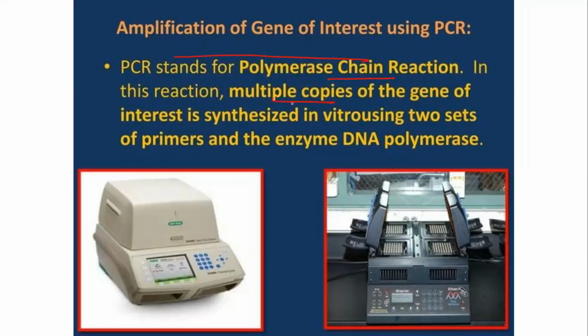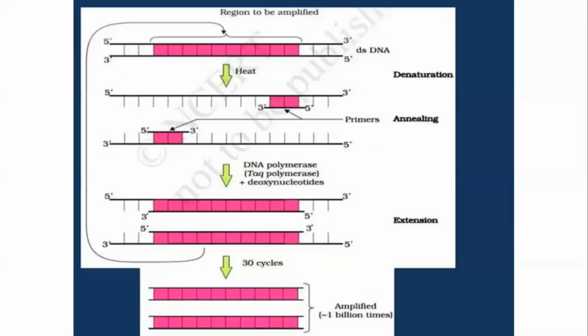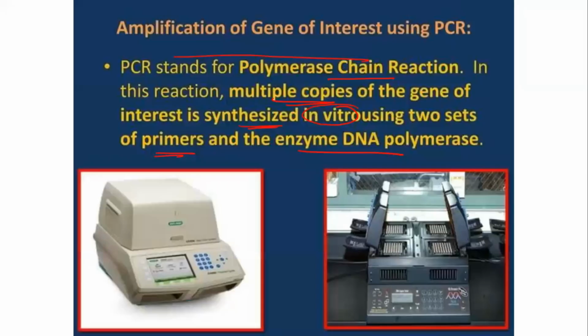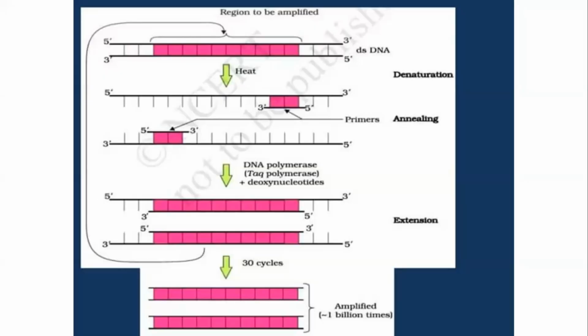Here multiple copies of the gene of interest are synthesized in vitro using two sets of primers and the enzyme DNA polymerase. So we are carrying out DNA replication inside an instrument, the thermocycler or PCR machine. We will add the template DNA, or the DNA of interest. Then we will add the primers, and then the DNA polymerase enzyme is needed.